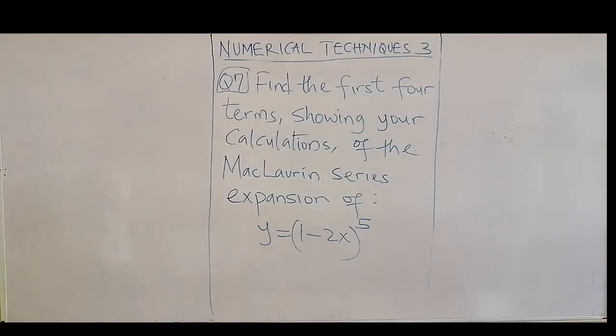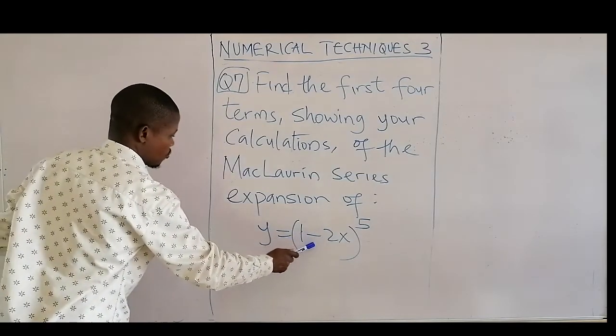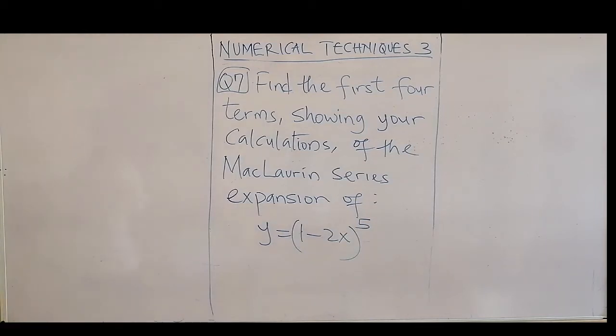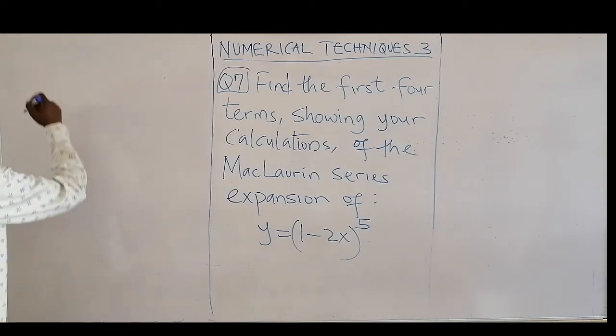Yeah, question 7. Find the first 4 terms, showing your calculations, of the Maclaurin series expansion of y equal to (1 minus 2x) to the power 5. Okay, so the first thing we have to do, check your formula sheets. We have the formula there.